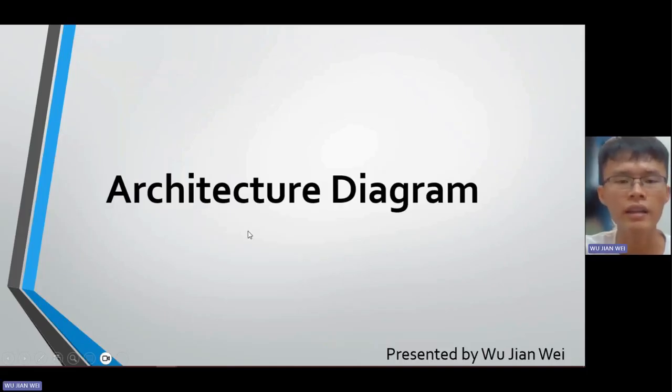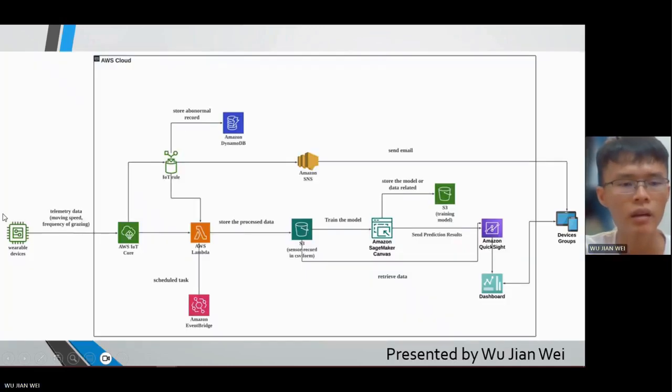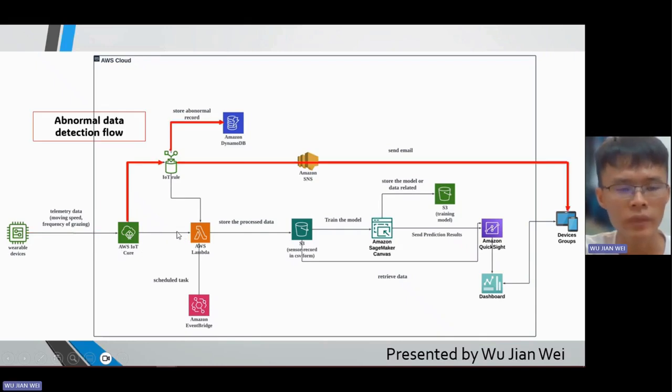Now I'm going to explain the architecture diagram of our system. Firstly, sensors attached to livestock continuously collect data such as body temperature, heart rate, longitude, latitude, and so on, and then publish them to AWS IoT Core. From here, our data stream can be split into two parts, which are the abnormal data detection flow and the main flow, which is the remaining part here.